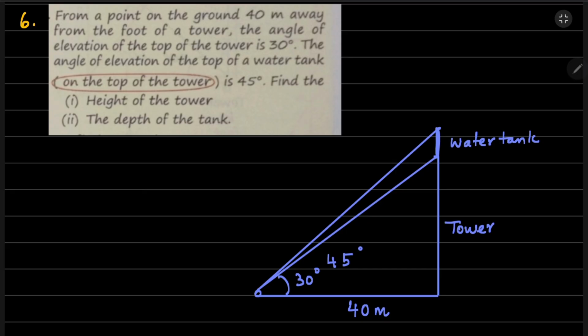-45 degree. Find the height of the tower. So this is the height that you have to calculate. You have to find the height of the tower. Let this be h. So let's mark it. The water tank is AB. The tower height is BC, and the observer is, say, D, at a point D.